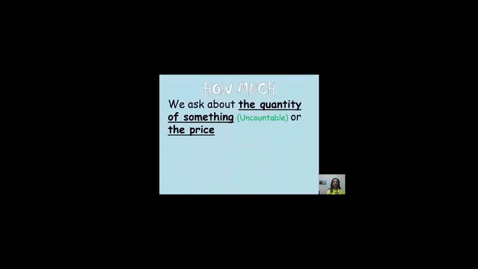We use how as many question words. So when we use how much, we ask about the quantity of something, which is an uncountable thing, or the price of any product. When we say how much is it, we ask about the price. It's 20 pounds or it's $20. This is the price of something.